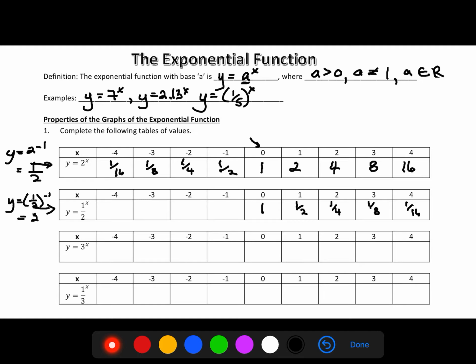If we have y equals 1/2 to the -1, that means, again, that's going to flip and become 2 to the power of 1. So y equals 1/2 to the -1 is just 2. If we do 1/2 to the -2, it flips to 2 to the 2, which is 4. 2 to the 3 is 8. And 2 to the 4 is 16.